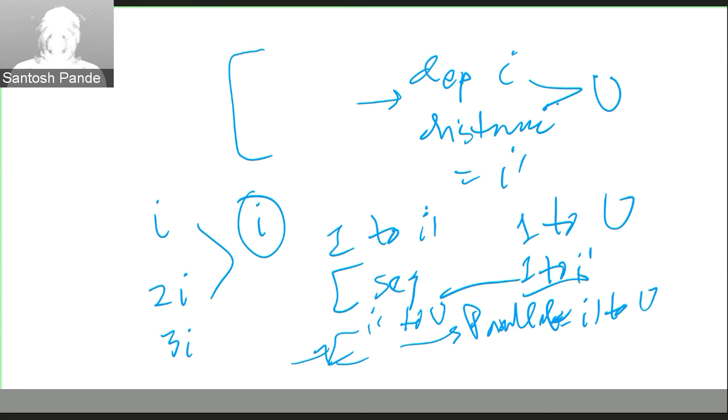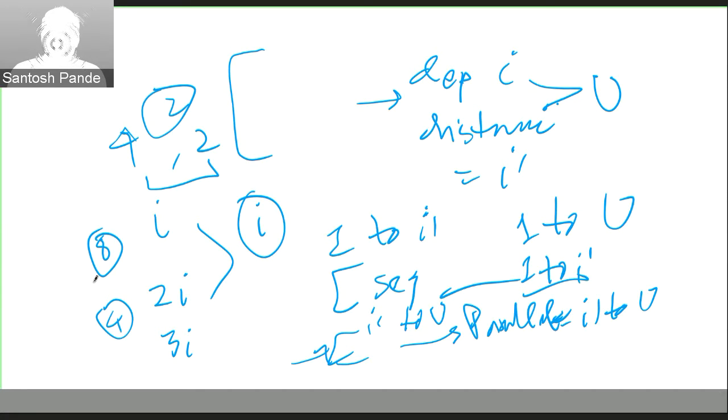At each point, suppose there is a dependence between i equal to 4 and i equal to 2. As you can see, the distance here was 2. But now if the dependence is between i equal to 8 and i equal to 4, you can see that the difference between these two is 4. So suddenly it has doubled from 2 to 4, and it keeps growing.